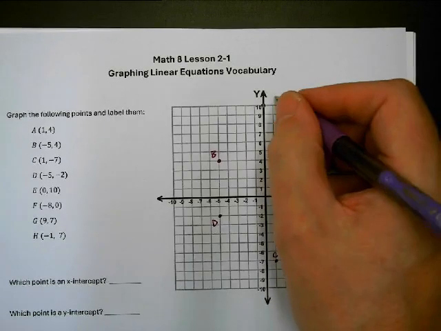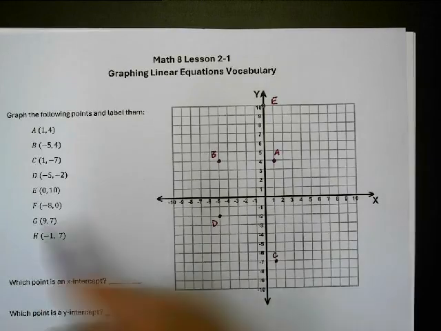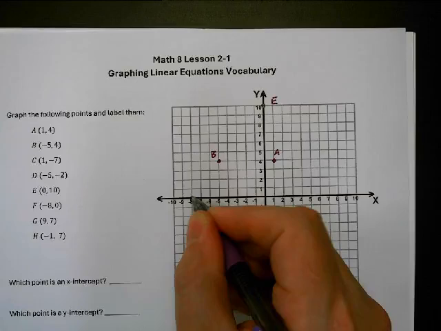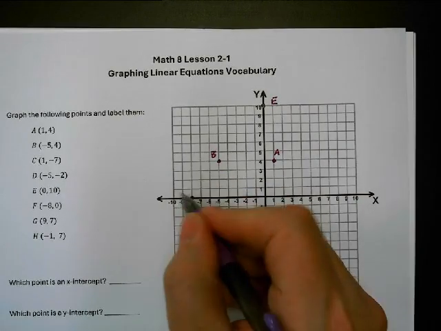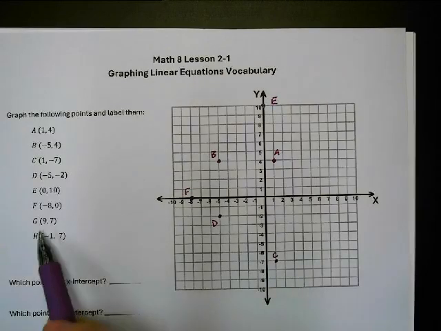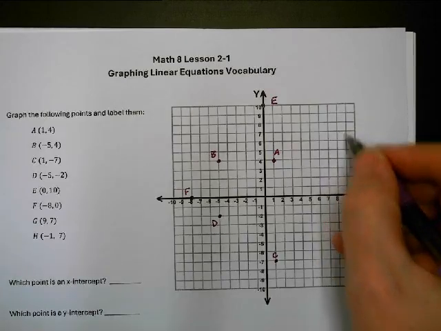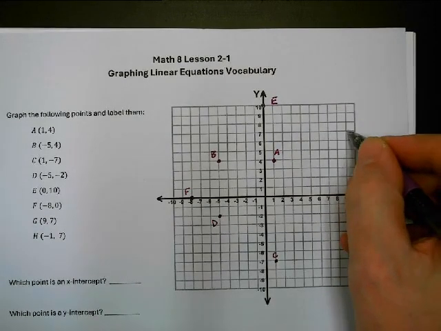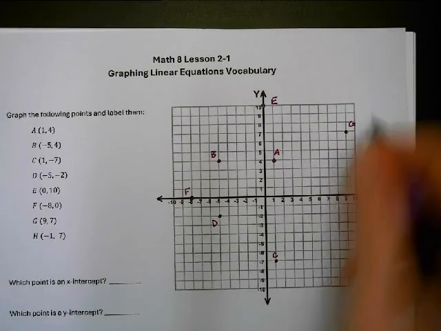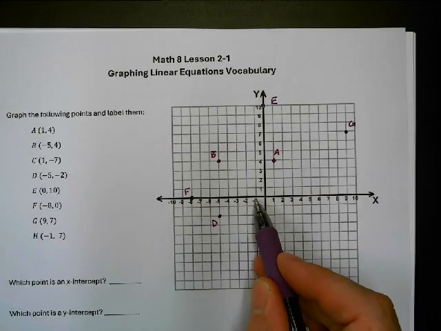Next one, (-8, 0). That means I go left 8, and then I don't go up or down. I just stay right there. That is the point F. Next one, (9, 7). So I go right 9, and then up 7. Right 9, up 7, right here. So that is G, the point (9, 7). (-1, 7). I go left 1, and then up 7. There's the point H.